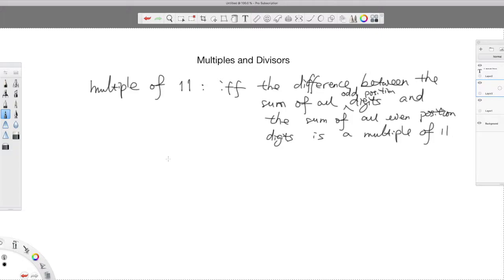Let's look at a concrete example. Take the number 2, 3, 4, 5, 3. The odd positions are positions 1, 3, and 5, if you count from the right. The even positions are the remaining positions, positions 2 and 4. We are taking two sums. The sum of all the odd position digits means 3 plus 4 plus 2.